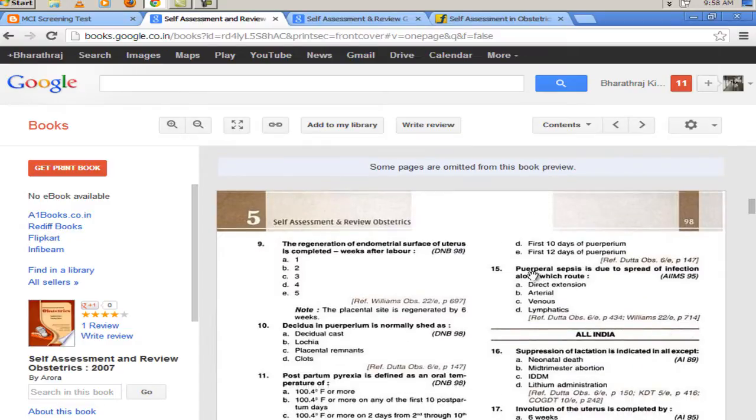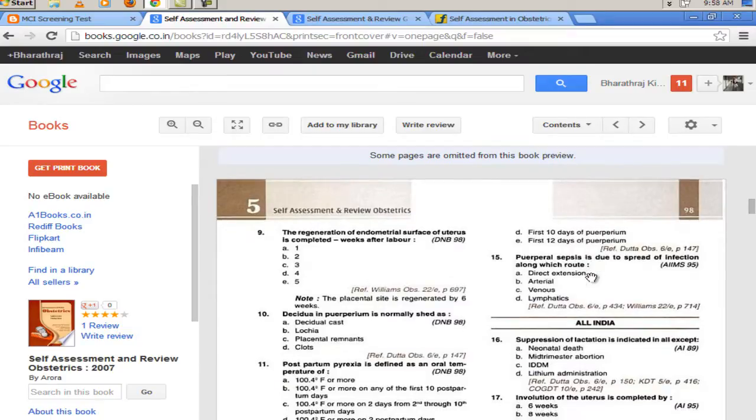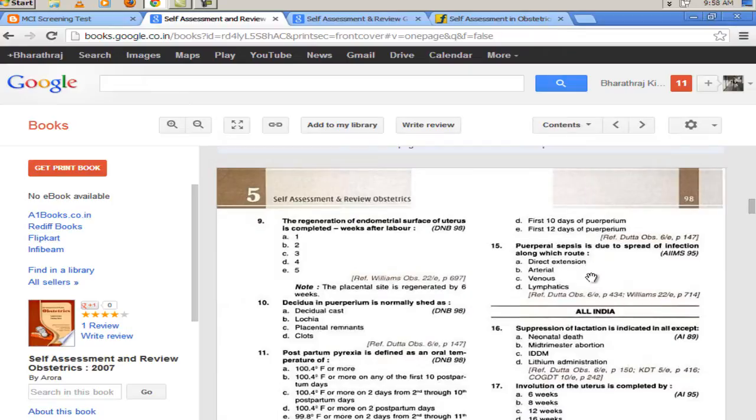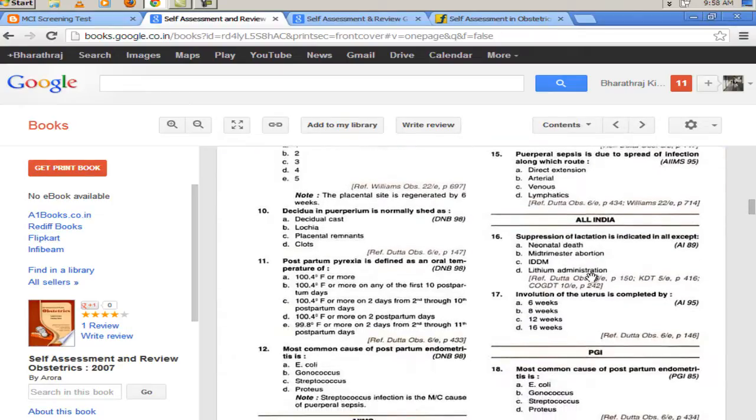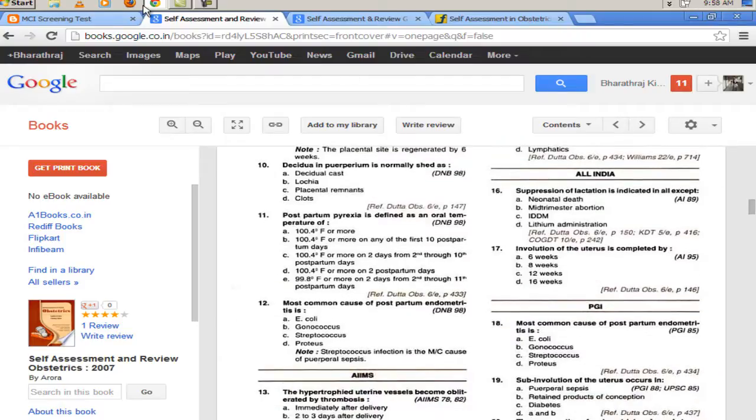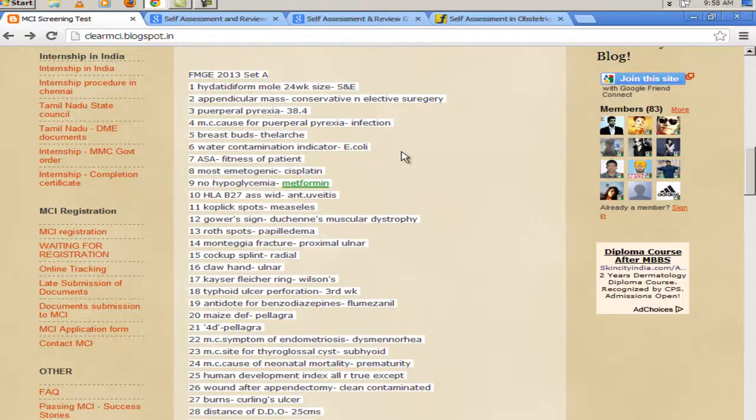And I will emphasize you to remember, puerperal sepsis is infection of the genital tract, and puerperal pyrexia is just rise in temperature. They are two different things. Puerperal sepsis can be a cause of postpartum pyrexia or puerperal pyrexia. So going on to the question now, puerperal pyrexia, now you know it's 38 degrees Celsius or 100.4 degrees Fahrenheit, and the most common cause of puerperal pyrexia is going to be infection. You can have other causes. Going on to the next question, breast buds, Thelarche.